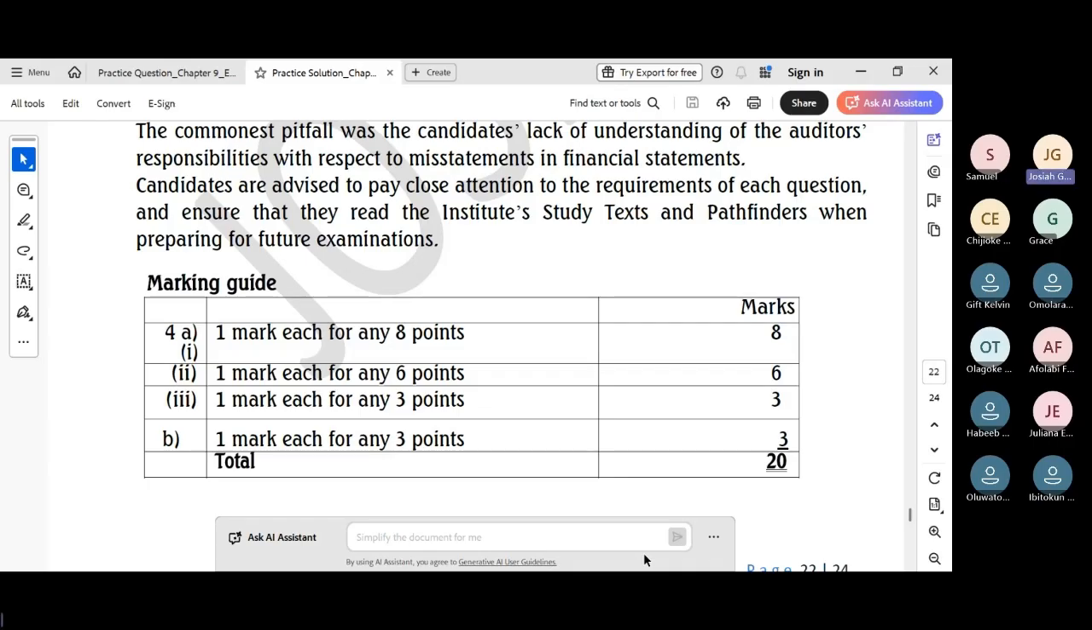You need to obtain an understanding of management's procedures established to identify subsequent events. Also, you need to inquire of management and those charged with governance as to whether any subsequent events have occurred which might affect the financial statements. And you need to read minutes of meetings, board meetings, committee meetings, management meetings, shareholders meetings held after the reporting date to check if you could pick up any events after the reporting date.